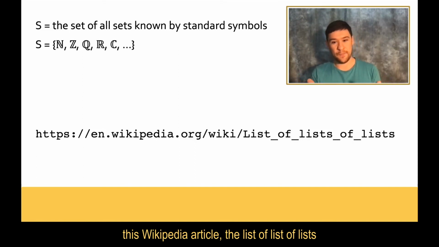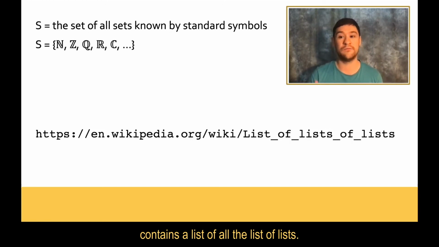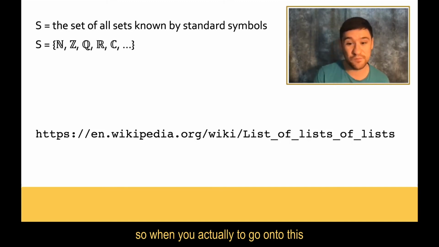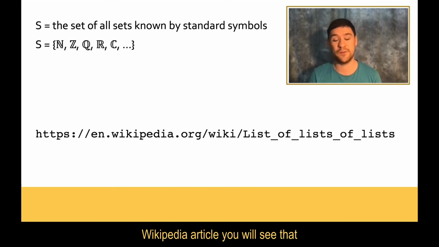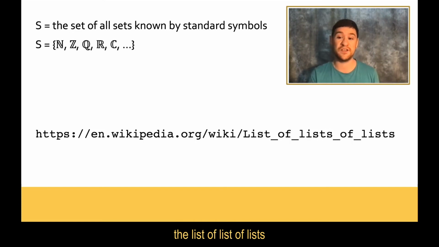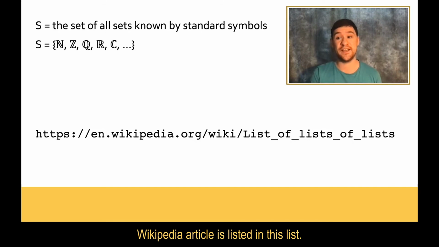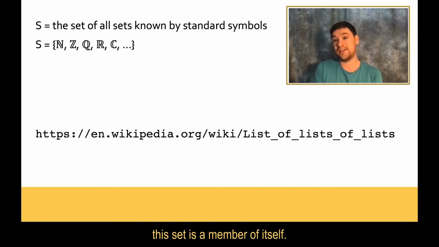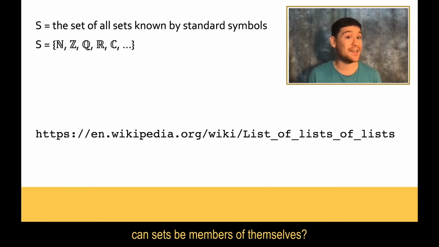This Wikipedia article, the list of lists of lists, contains a list of all the lists of lists. But this article itself is a list of lists. So when you actually go onto this, and I encourage you to go onto this Wikipedia article, you will see that the list of lists Wikipedia article is listed in this list. If you think of this as the set of all list of lists, this set is a member of itself. So that leads us to the question, can sets be members of themselves?